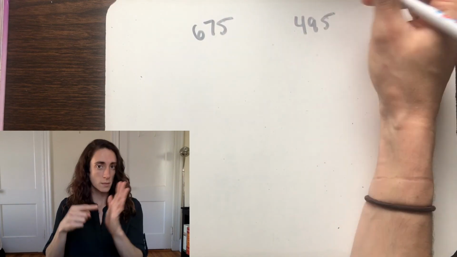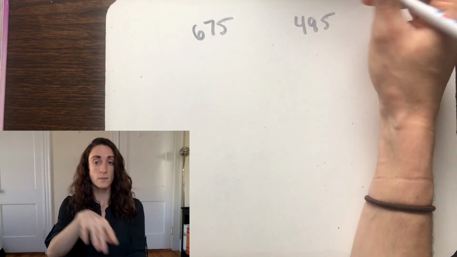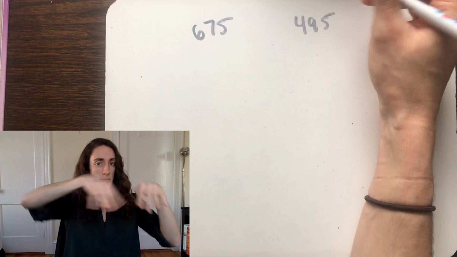Let's look at one more example, finding the LCM of 675 and 495 by first finding the prime factorizations.